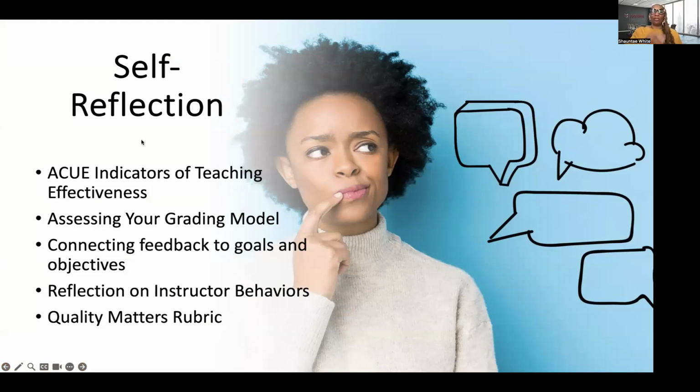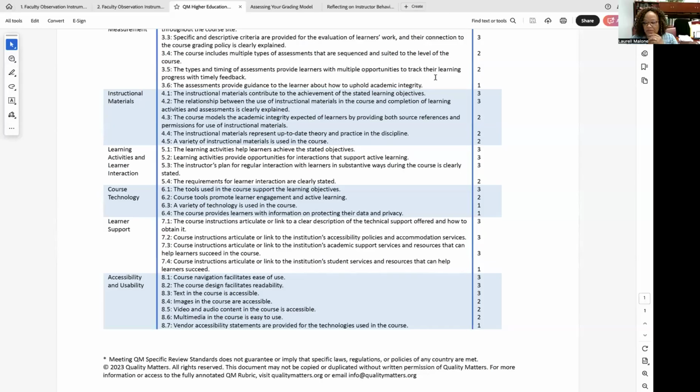So let me just go. Oh, okay. So this is you, Dr. Malone. I'll pull this up. What Dr. Malone is going to go over are the AQ indicators of teaching effectiveness, looking at how we assess our grading model. And then we'll talk about connecting the feedback to your goals and objectives, and then a reflection on the instructor behaviors as well as Quality Matters. So let me stop really quickly. While she's pulling that up, do we have any questions?